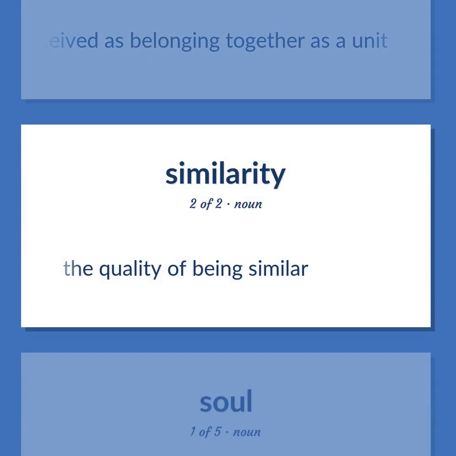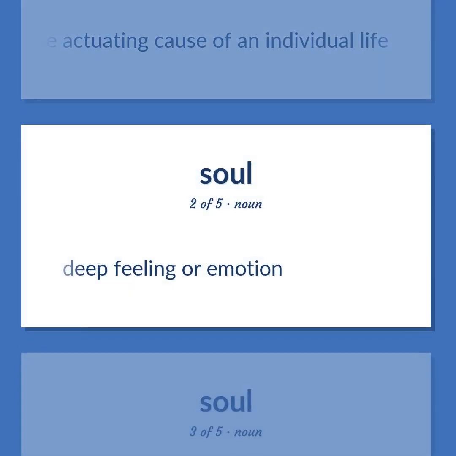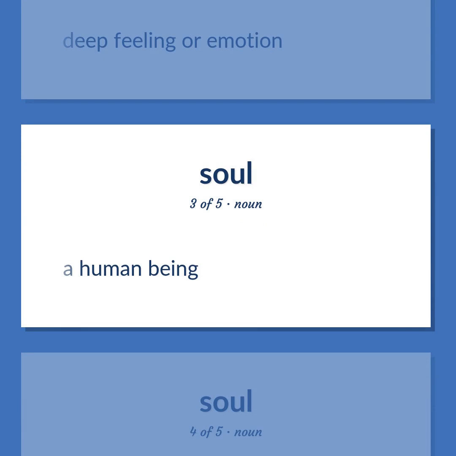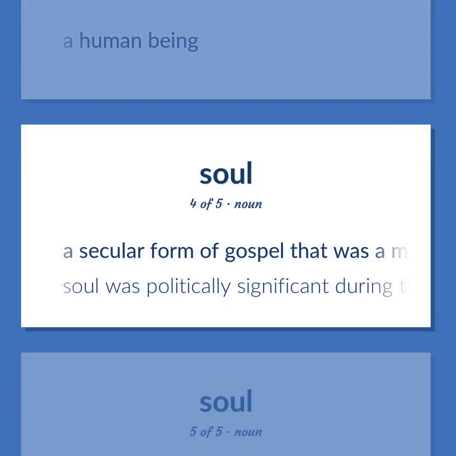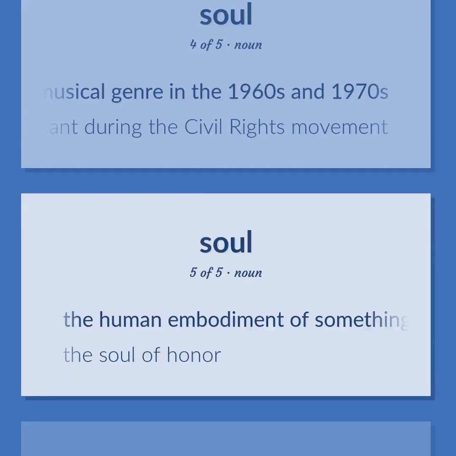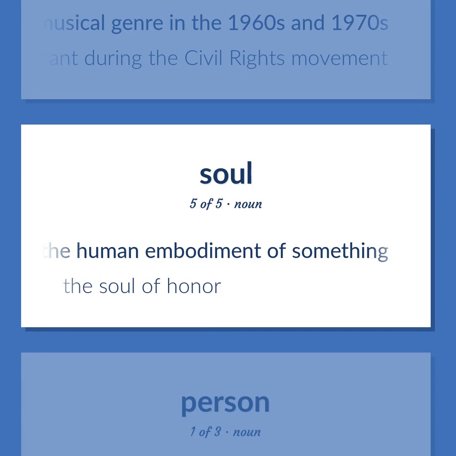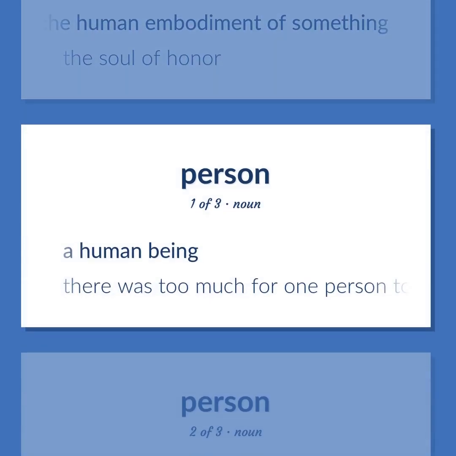The quality of being similar. The immaterial part of a person. The actuating cause of an individual life. Deep feeling or emotion. A human being. A secular form of gospel that was a major black musical genre in the 1960s and 1970s. Soul was politically significant during the civil rights movement. The human embodiment of something. The soul of honor. A human being. There was too much for one person to do.